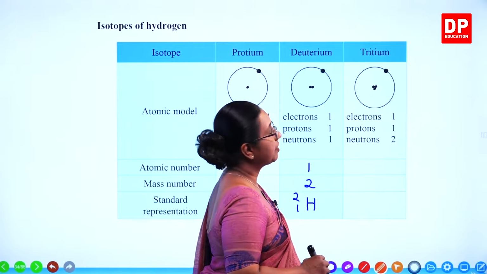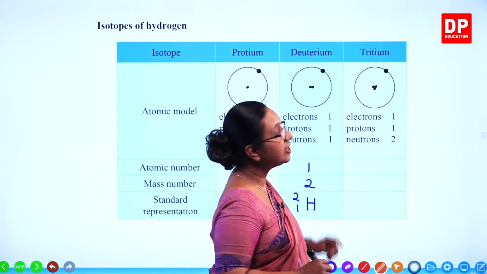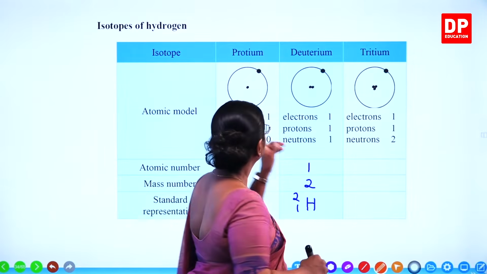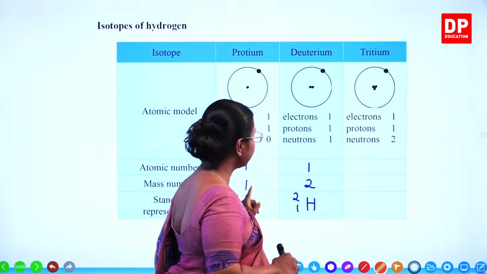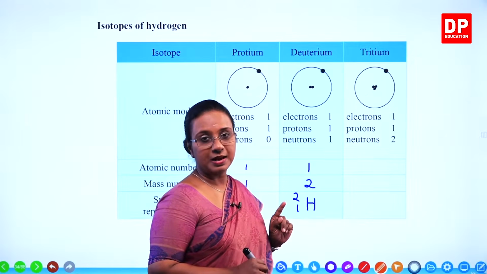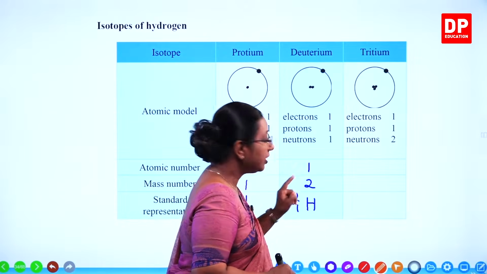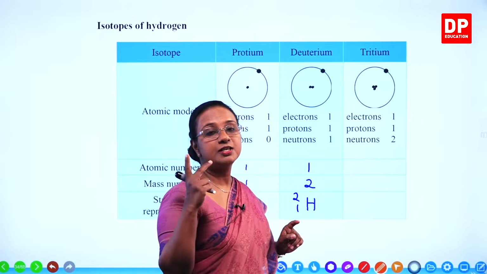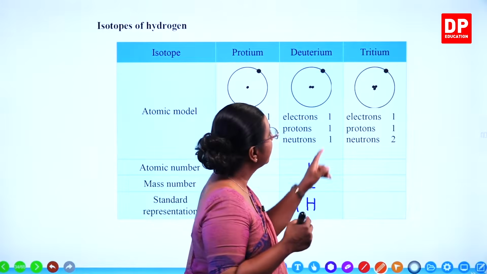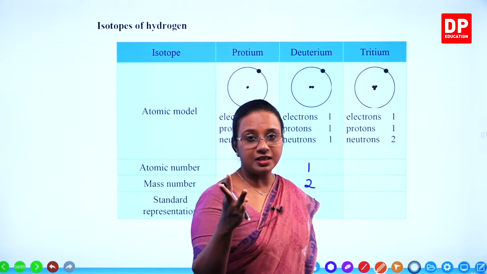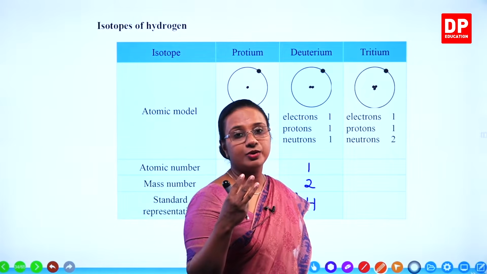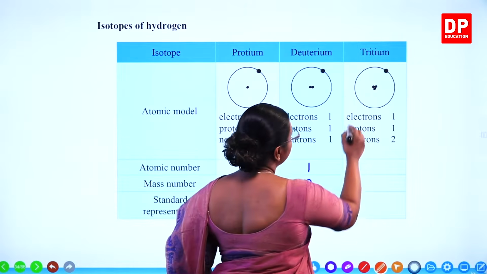The third type of isotope is called tritium. Here the name has a relationship to its mass number. Protium 1, deuterium 2, duet is 2, deuterium. Tri means 3. So the mass number is going to be 3.